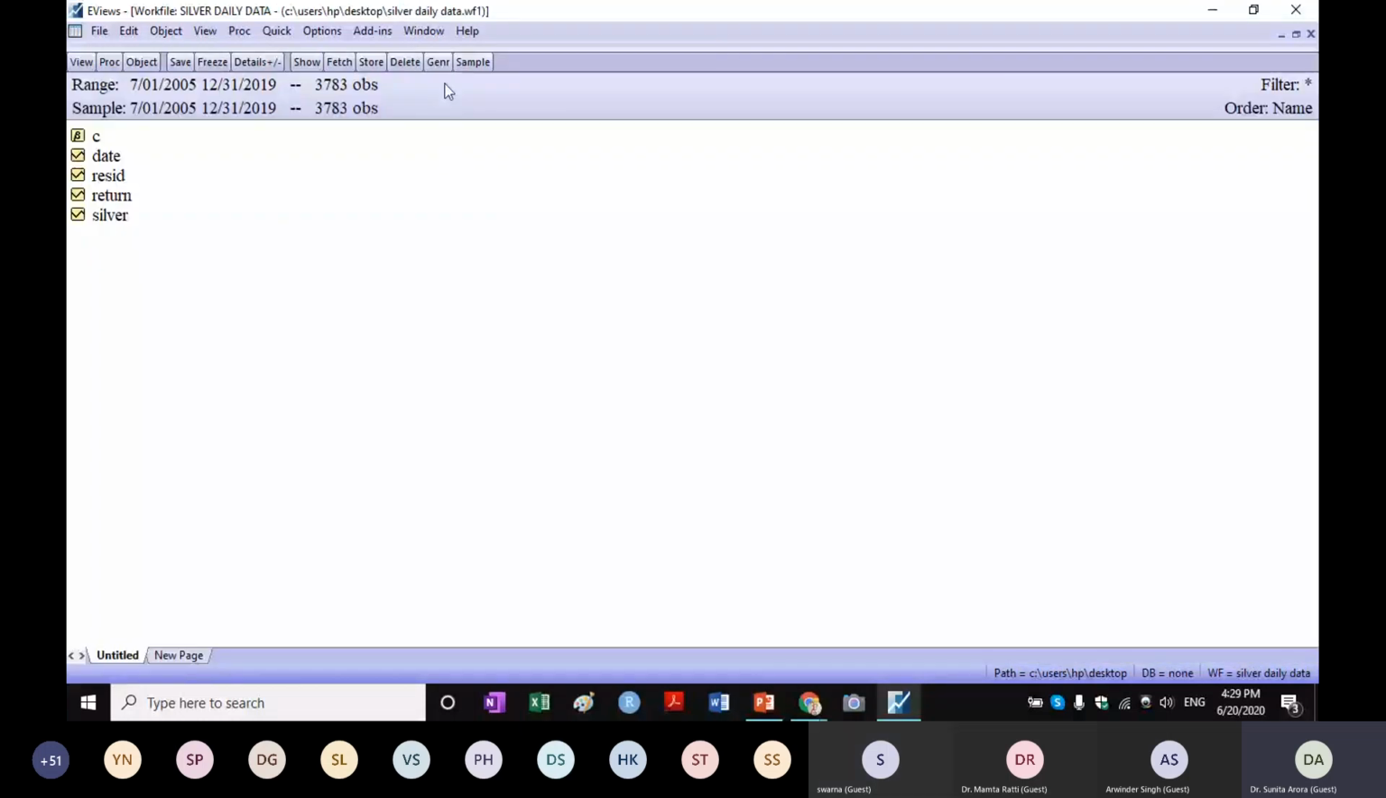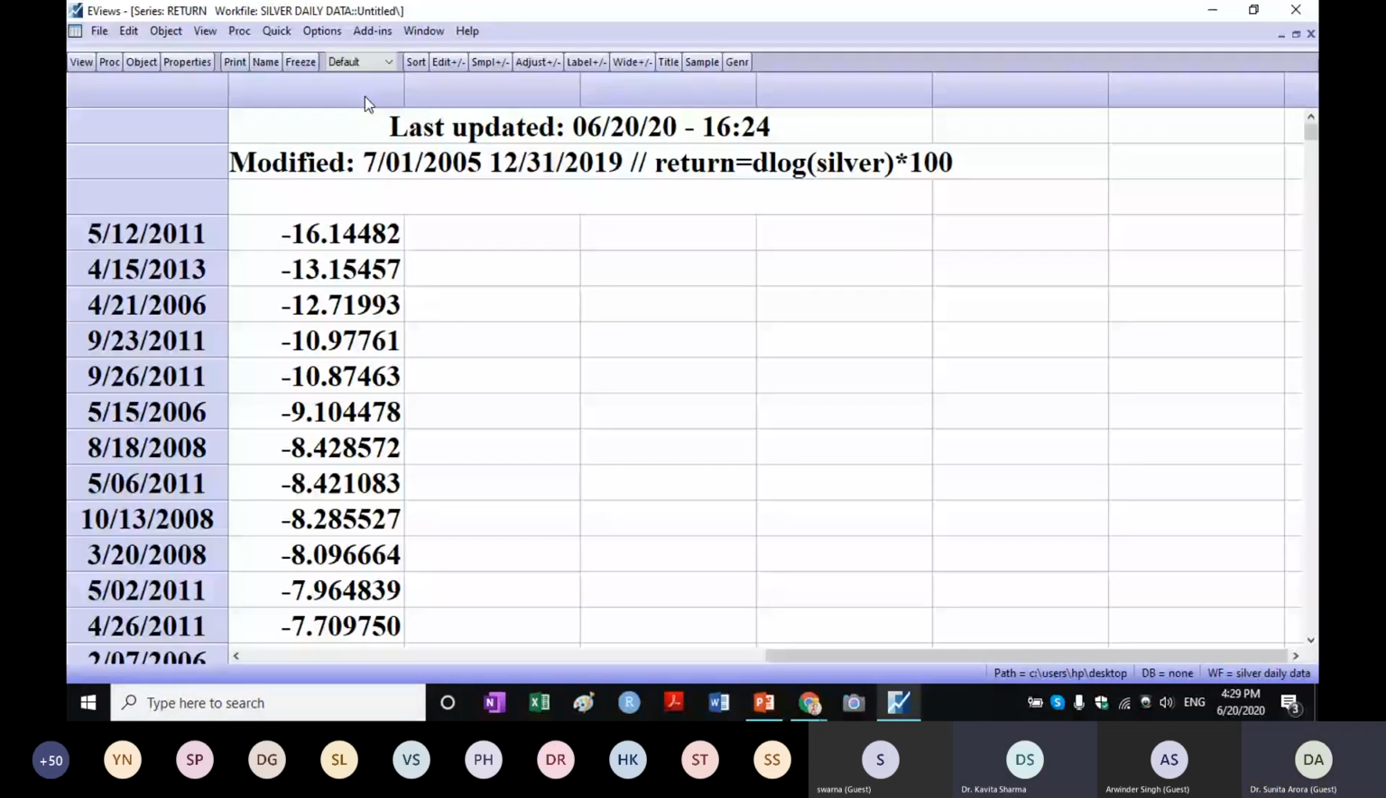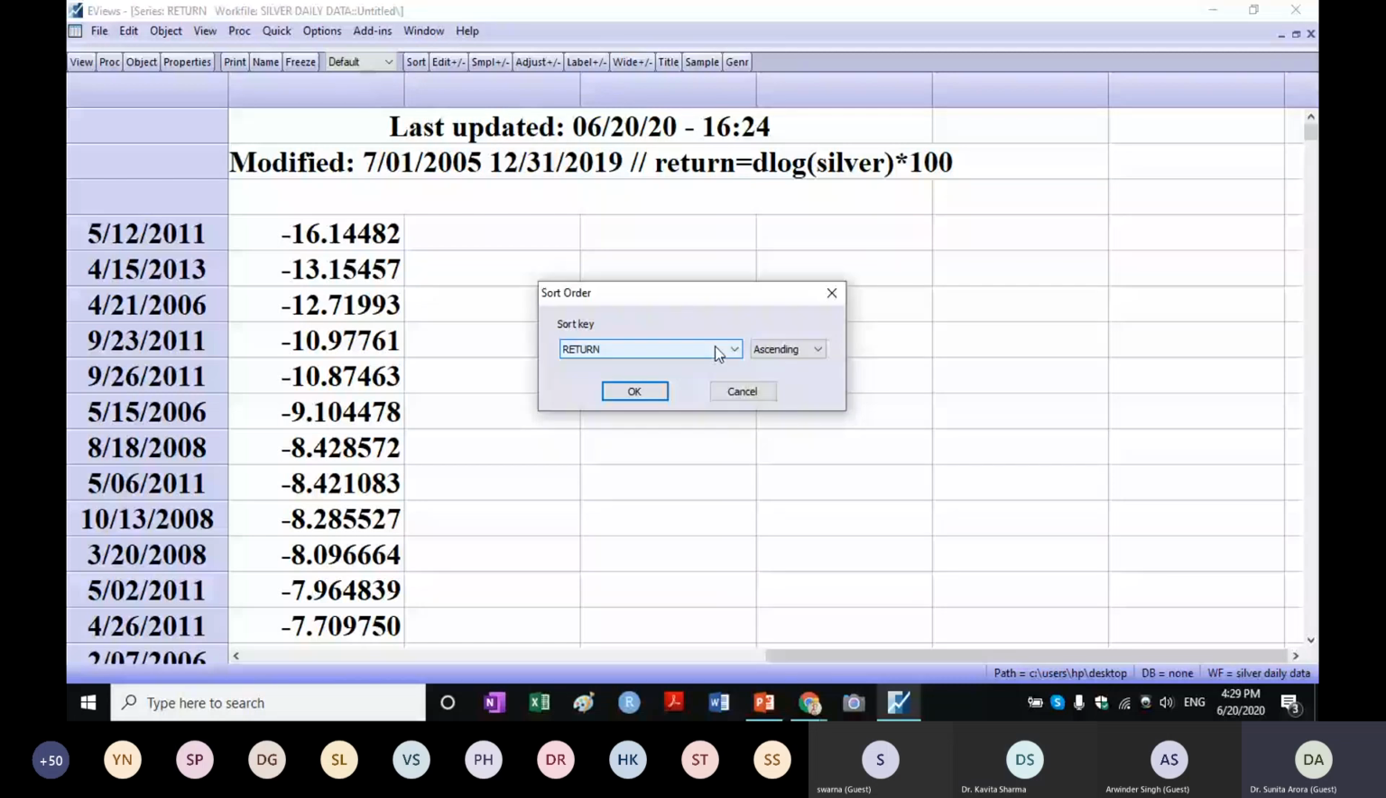Ma'am, you were sorting the data. You had just calculated the return, and thereafter you were sorting the data, and you lost the connectivity. I have started from this point only. Kavita has told me by telephone that at this point there was some disconnection. Yes, I am sorting the data.